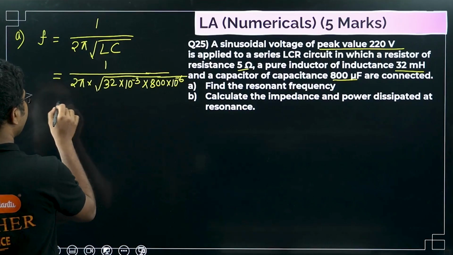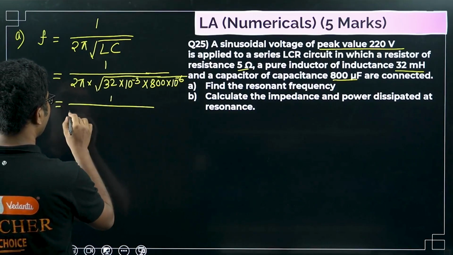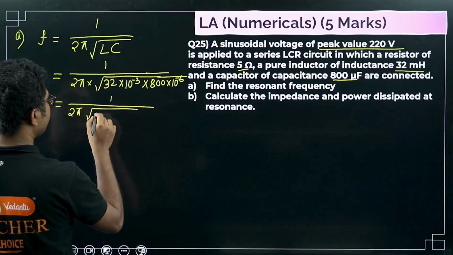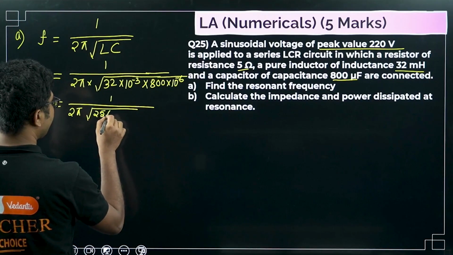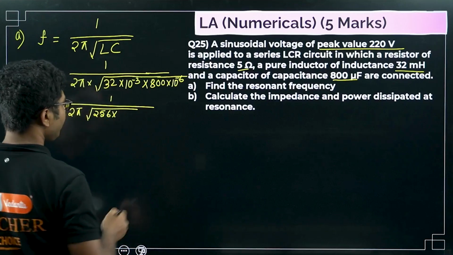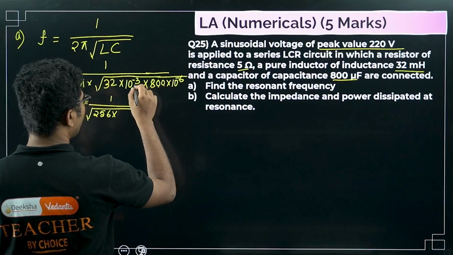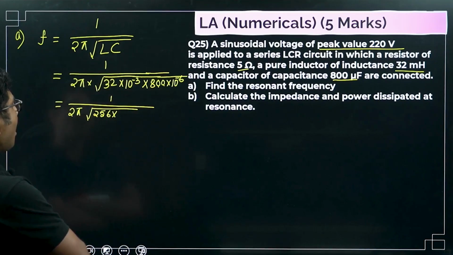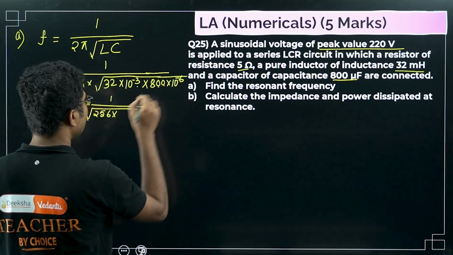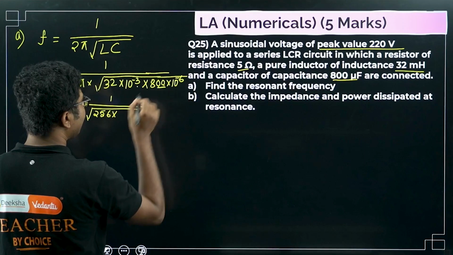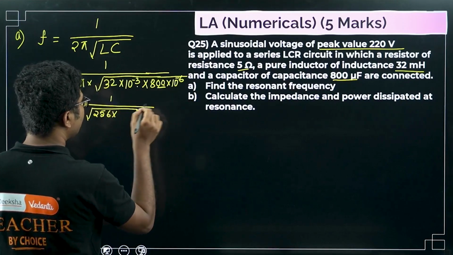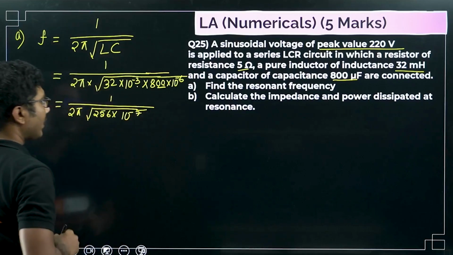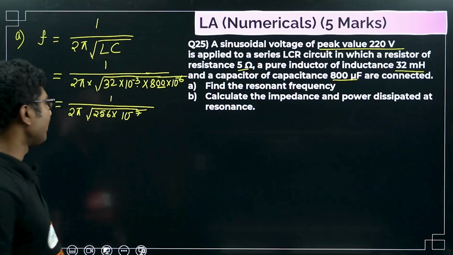Okay, so it will be 1 by 2 pi square root of 32 times 8 is 256, times 10 to the power of minus 9 times 10 to the power of minus 9. The minus 3 will be cancelled. It will be 2 zeros less, so 10 to the power of minus 7. Okay, so the answer will be 10 to the power of minus 7.